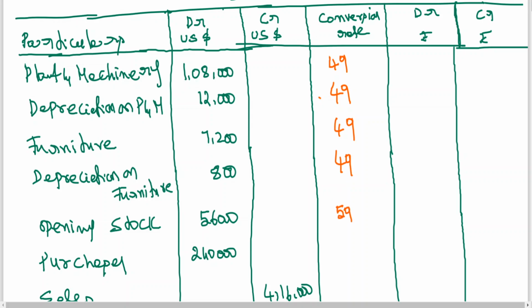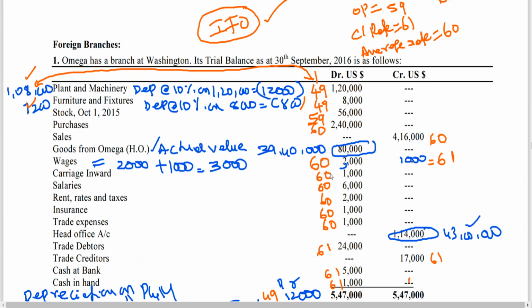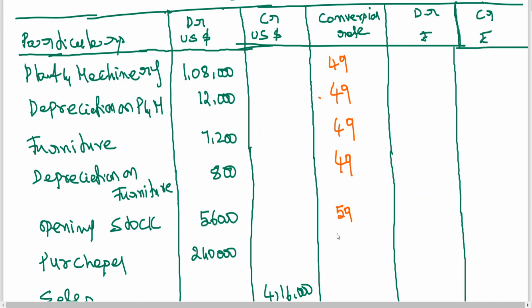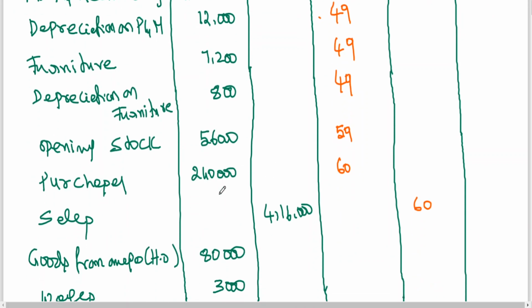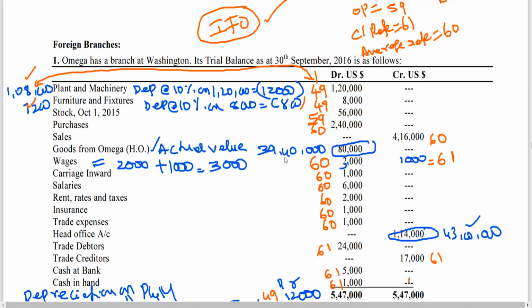And for purchases, I told you average rate. Here I've written purchases up to trade expenses, all are 60. Sales also 60. Goods from Omega, I told you, actual. How much should I write? 39 lakh 40,000.